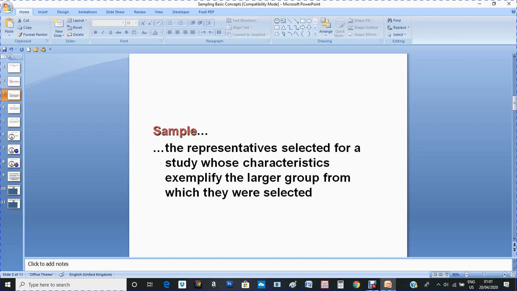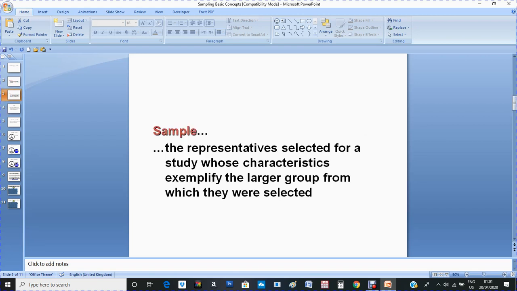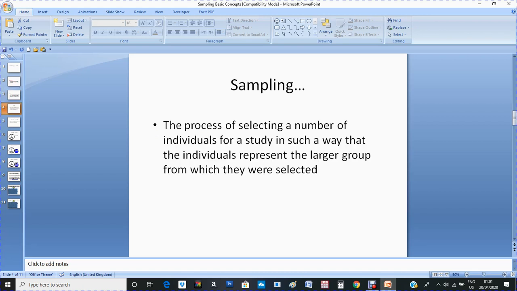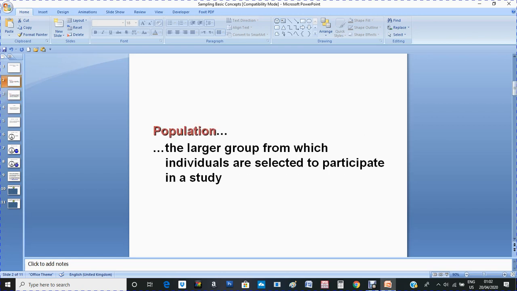Now we have sample and we have sampling. We have to differentiate between those two concepts. We said sample is the representative selected from the population, while sampling is the process by which we select a number of individuals for a study in such a way that the individuals represent the larger group from which they were selected. So sampling is the process of selecting a sample from the population.